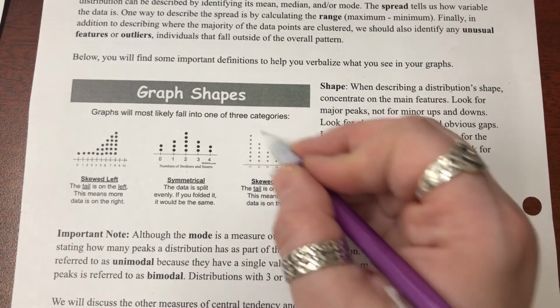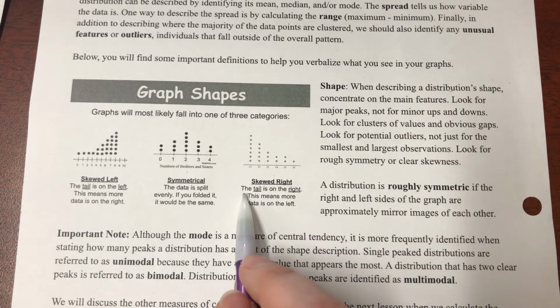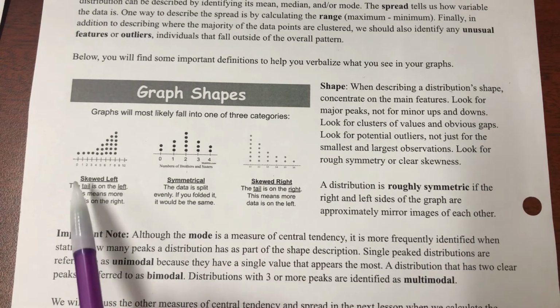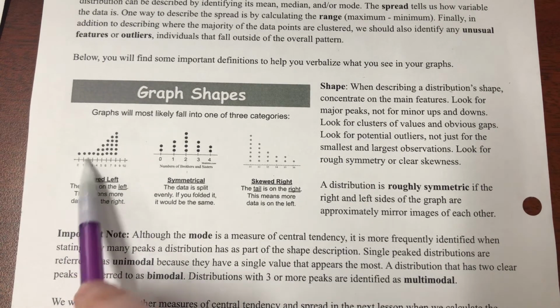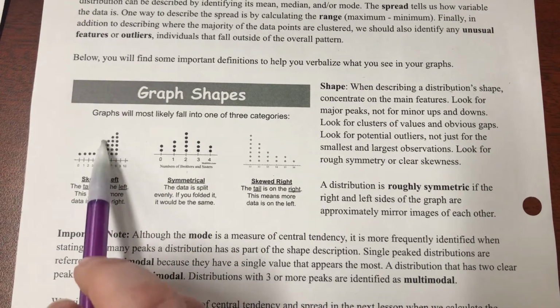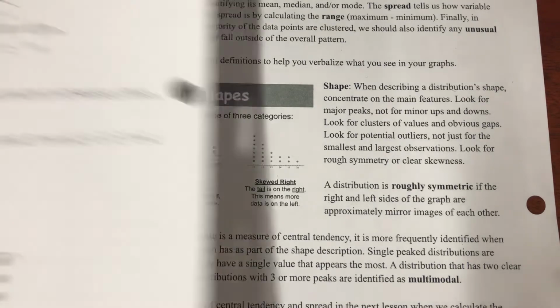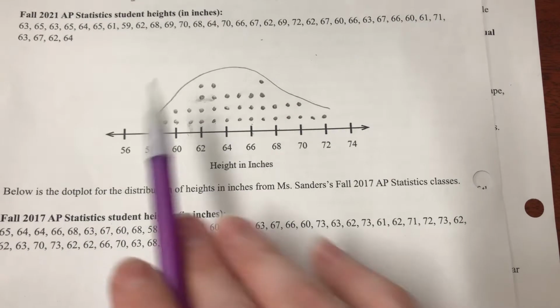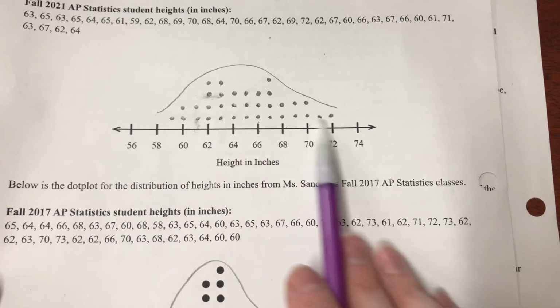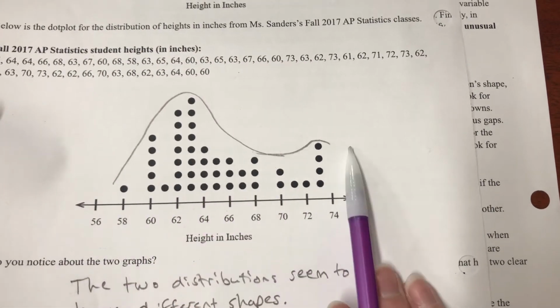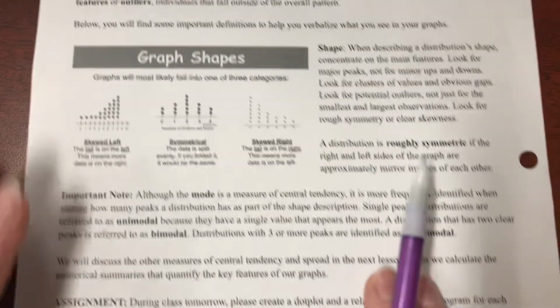Now, a distribution is considered skewed to the right if the tail is on the right. That means that more data is on the left and it is kind of stretching out and being distorted on the right. Skewed left is the opposite. The tail is on the left, so the majority of the data is on the right, and then it's being distorted and stretched out on the left side. When you look back at the dot plot for my 2017 data versus the dot plot for my 2021 data, my students in 2021 had a roughly symmetric distribution. My students in 2017 had a right-skewed distribution of heights.